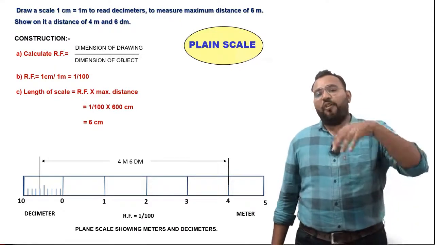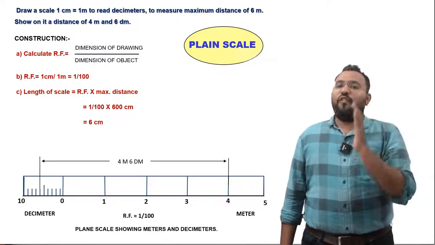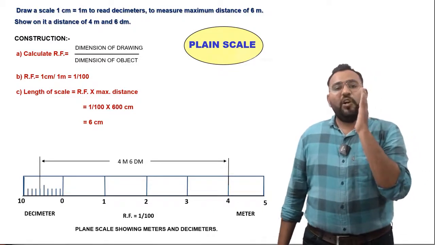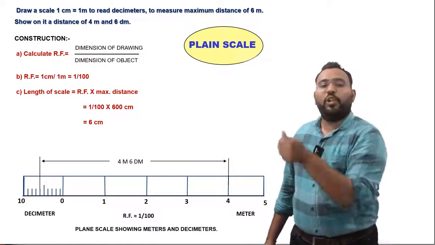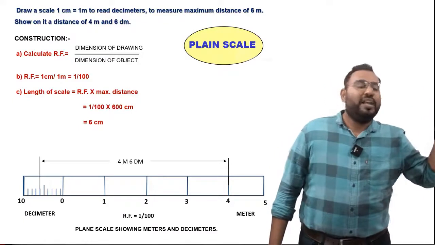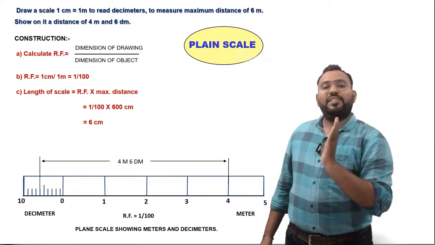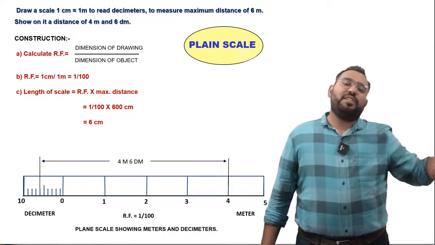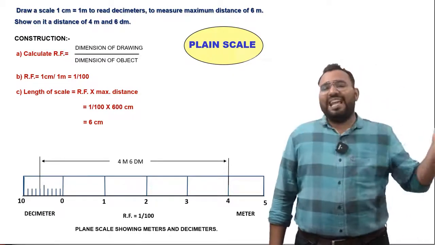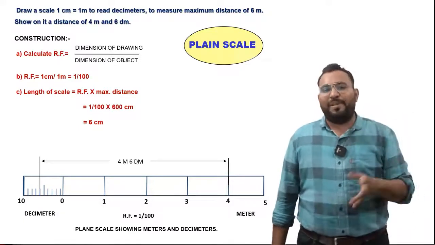Let us say instead of 4 meter and 6 decimeter, you are asked to find 2 meter and 5 decimeter, then what will you do? Yes, you are right. You will move to the right side of 0. So you will move 0 to 2, so it will be 2 meter. And for 5 decimeter, you will go to the left side of 0 and go to the fifth point, which will be 5 decimeter. So here right side 0 to 2 is 2 meter, and left side of 0 to 5 is 5 decimeter. So that's how you can find 2 meter and 5 decimeter. This is how you can solve any example. This is the master example. Repeat this video again and again, and you will master the plane scale example.